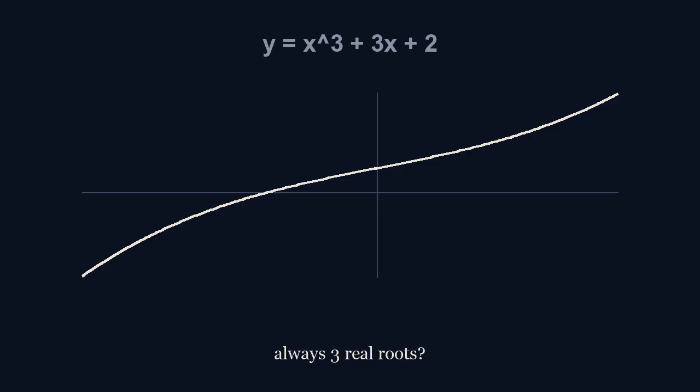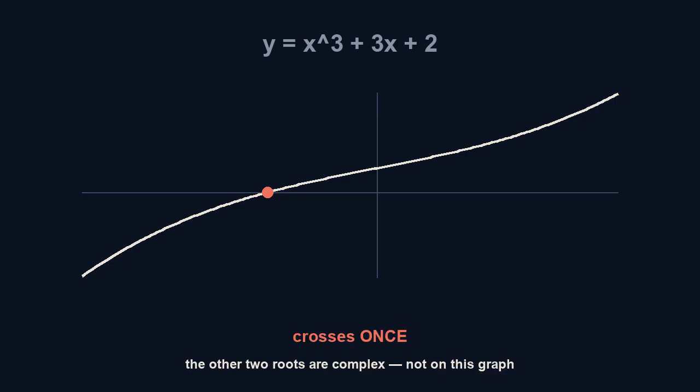True or false. Every cubic has 3 real roots, so its graph always crosses the x-axis 3 times. Lock in your guess. 3, 2, 1. False. Here's a perfectly normal cubic, and it only crosses once. The other 2 roots are still there. They're just complex. They don't show up on a real graph at all. A cubic has at least 1 real root, not necessarily 3.